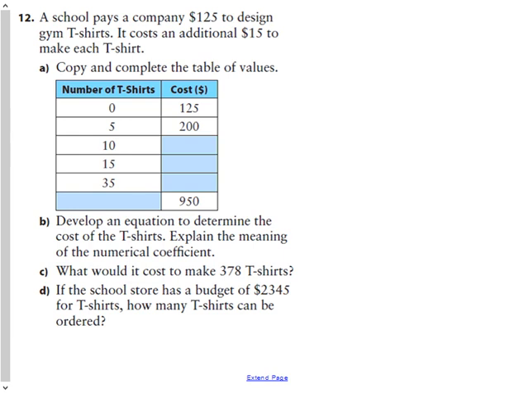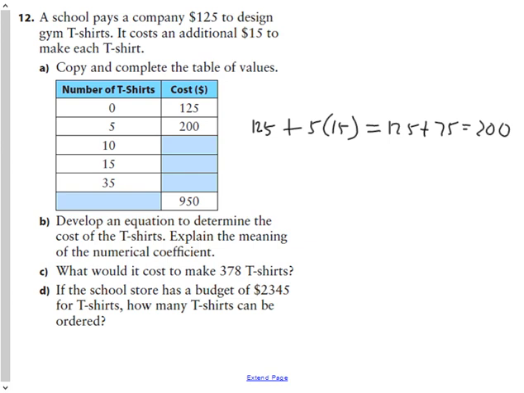Question 12 says a school pays a company $125 to design gym t-shirts. It costs an additional $15 to make each t-shirt. Copy and complete the table of values. So 0 t-shirts is still going to cost you $125 for design costs. If you order 5 t-shirts, it will cost you the $125 plus 5 multiplied by the $15, which will equal 125 plus 75, which is $200.